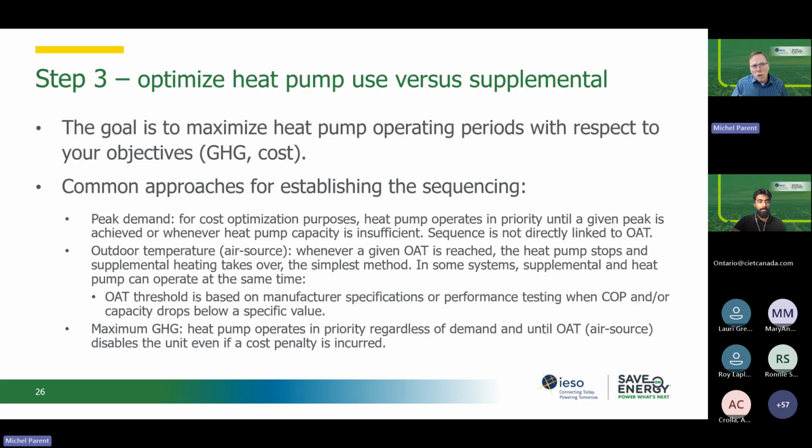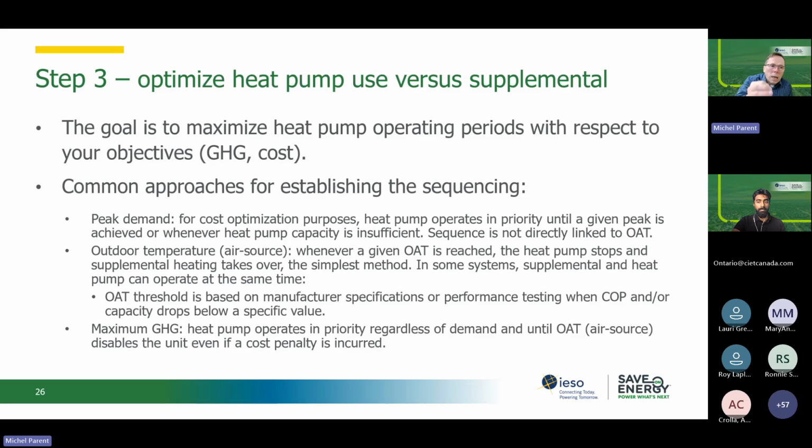Obviously, you can control also based on outdoor temperature. As we saw before, you know your building load. We saw that the building load has a curve. Your heat pump has a capacity curve. You know where there will be a transition from the heat pump having enough capacity to not enough capacity. And based on that outdoor switchover point, you can start your supplemental heating.